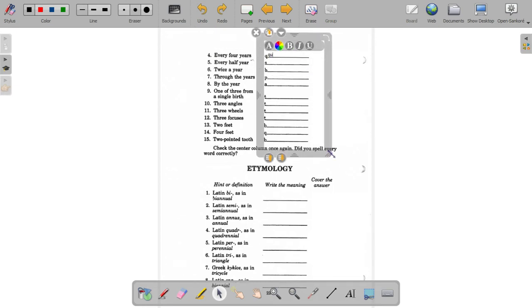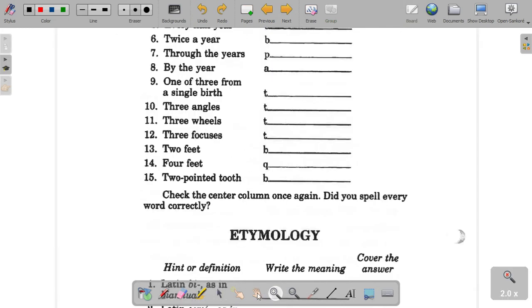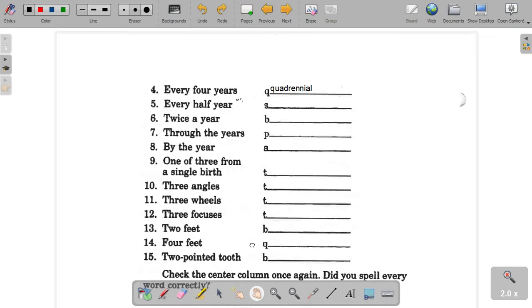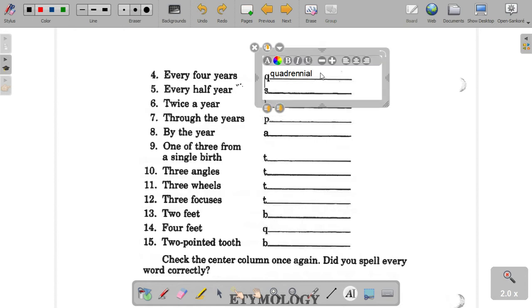Quadannual. You're close. Quadrennial. Every half year? I'll make it a little bigger so it's easier to see. Every half year? That is semi-annual. Oh, okay. So biannual means every 2 years. Every half year is semi-annual.